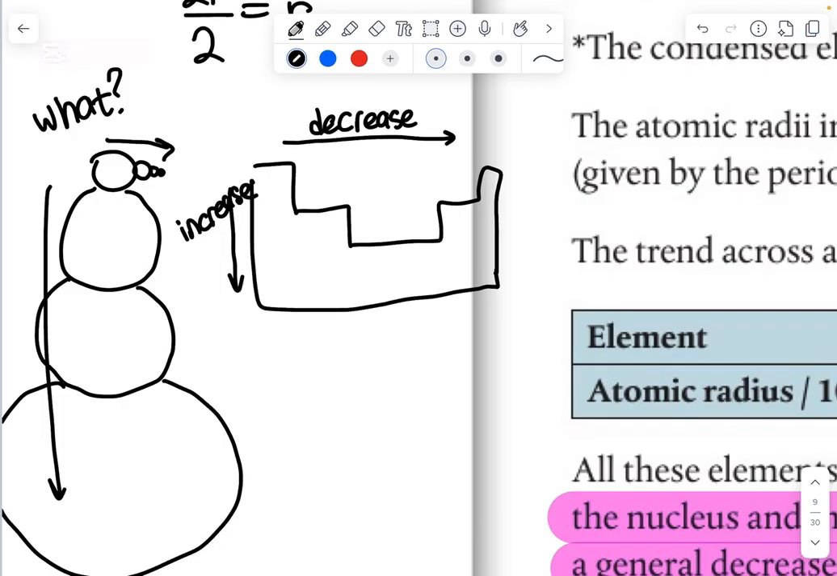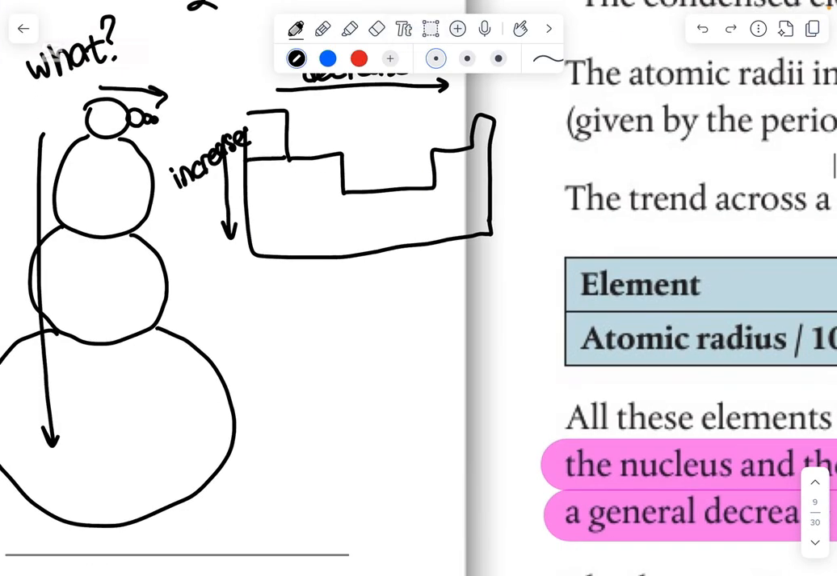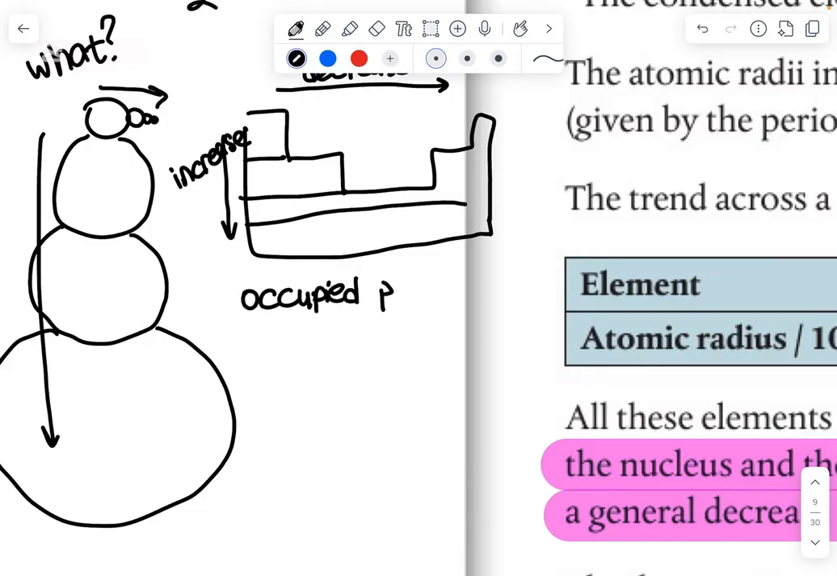So why is that? Let's talk about the easier one, the increase as it goes down. Like we mentioned before, as we go down, as we progress in periods, the number of occupied principal energy levels increases.